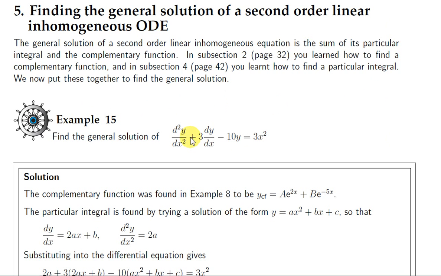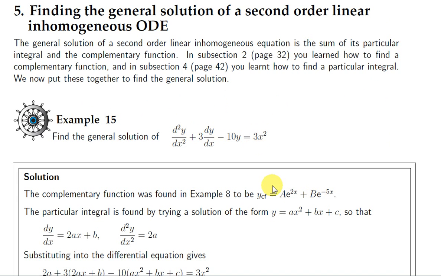So that's the first step. We solved the corresponding homogeneous differential equation. Next, we get a particular solution, or a particular integral, for the non-homogeneous differential equation. This is this one here, what we're trying to solve.